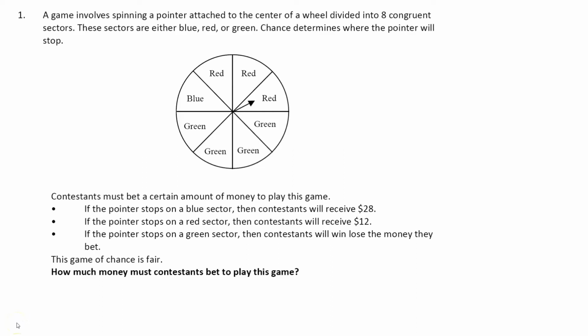A game involves spinning a pointer attached to the center of a wheel divided into 8 congruent sectors. These sectors are either blue, red, or green. Chance determines where the pointer will stop. Contestants must bet a certain amount of money to play this game.